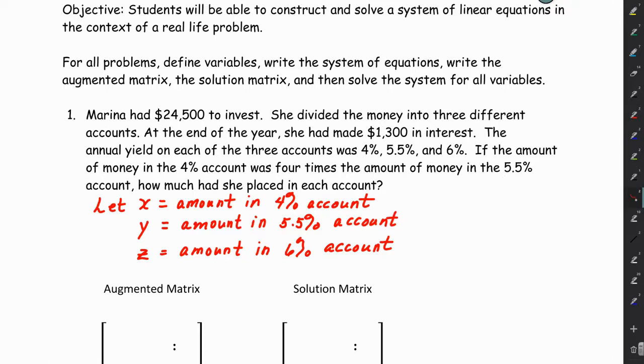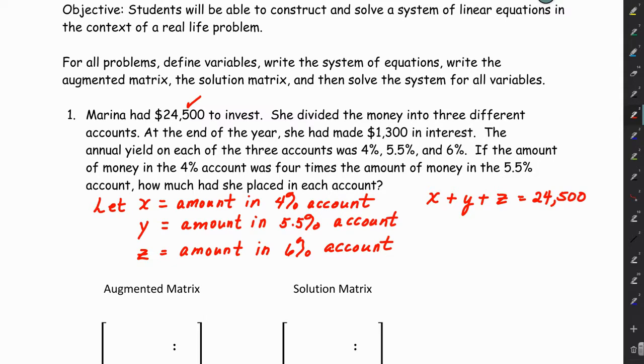So the first part of this says that in all the accounts, Marina had $24,500 to invest. So the amount in each of the accounts is going to add up to $24,500. So let's write that equation. And as I take care of each part, I just like to put a check mark by it to note to myself that I've already used that in my equation.